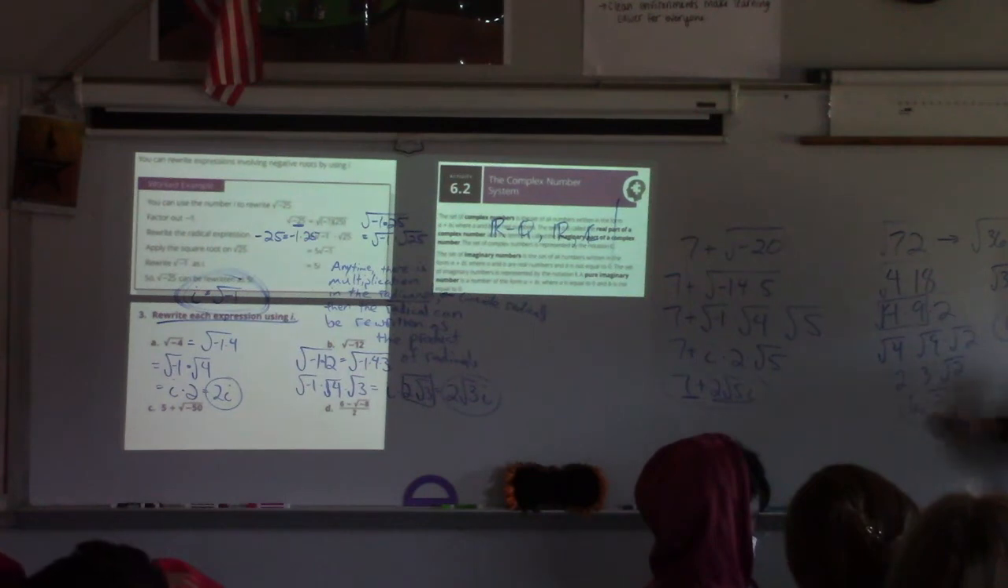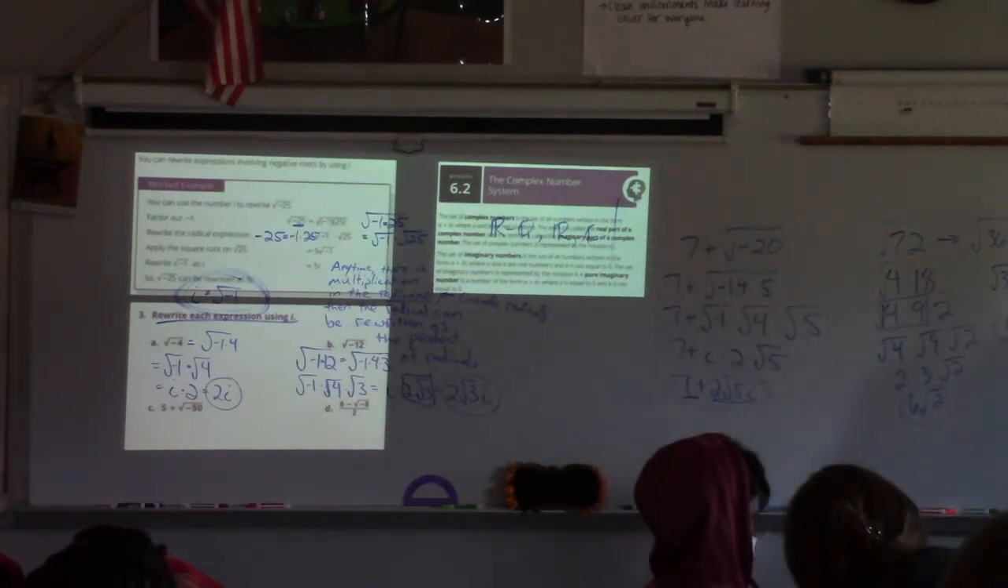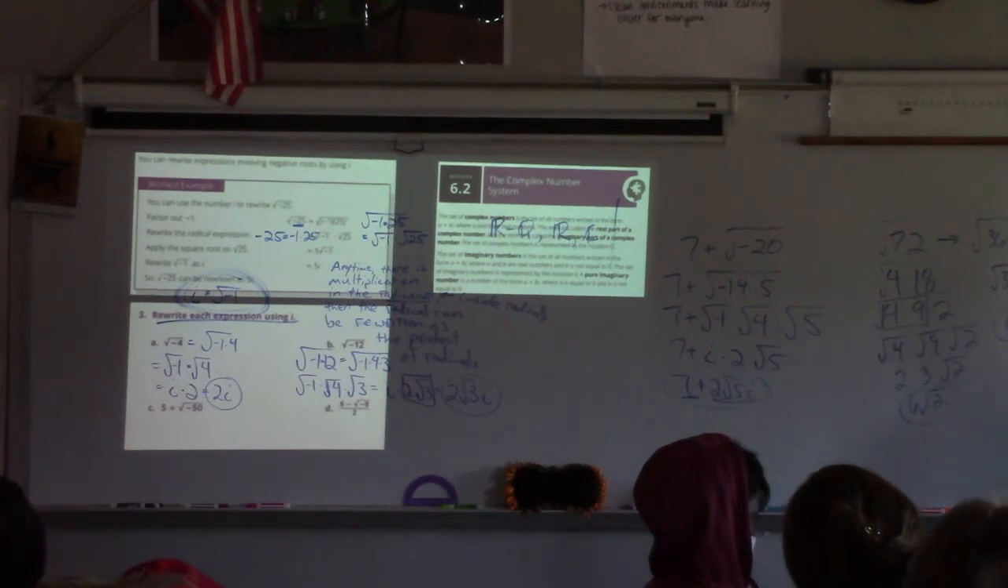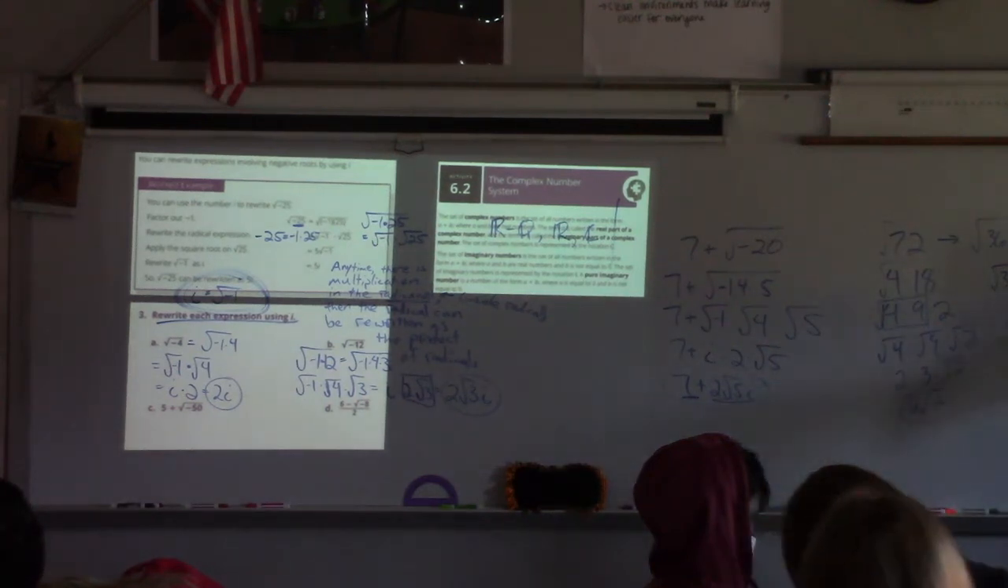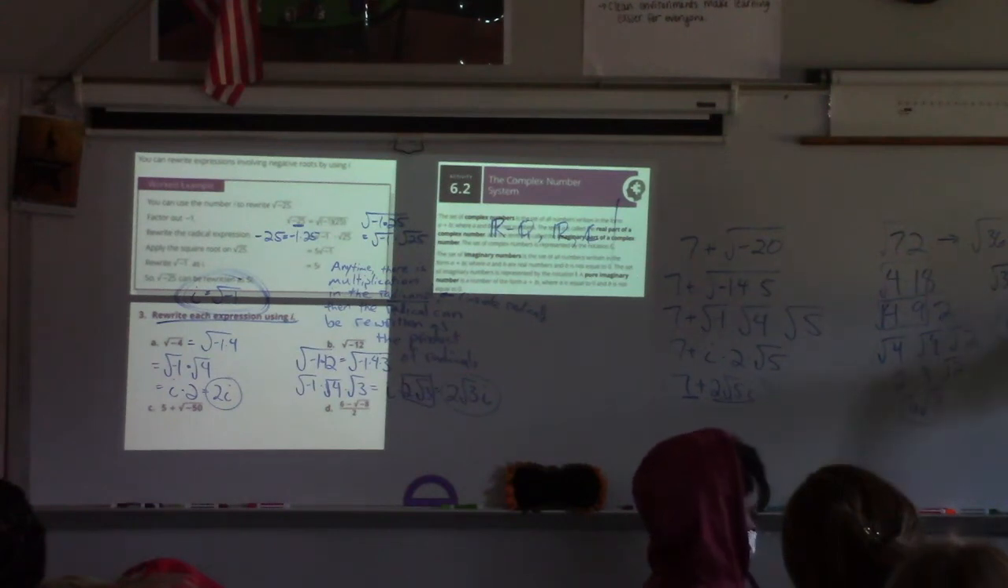So does it matter how you break it down? You just have to find the perfect squares. That's it. We good with that idea? Okay. So square root of negative 75.